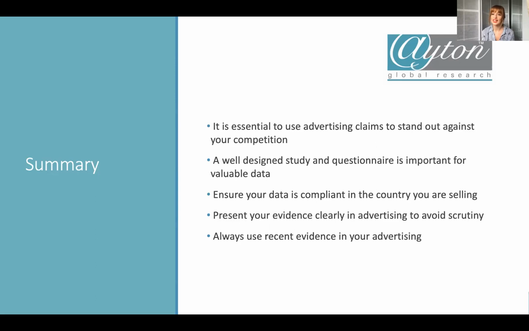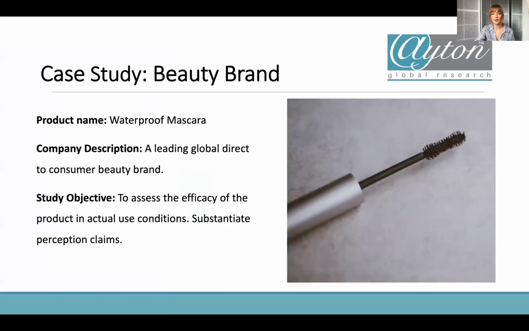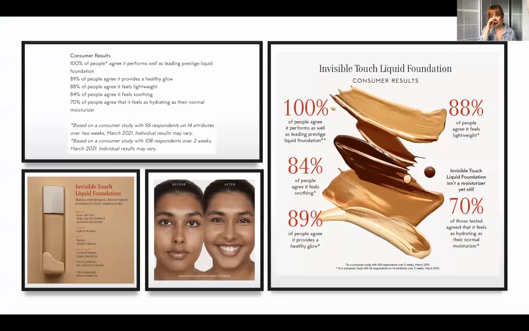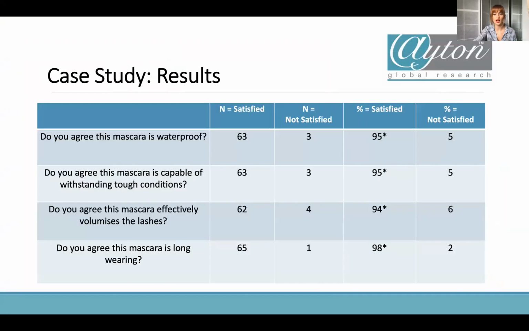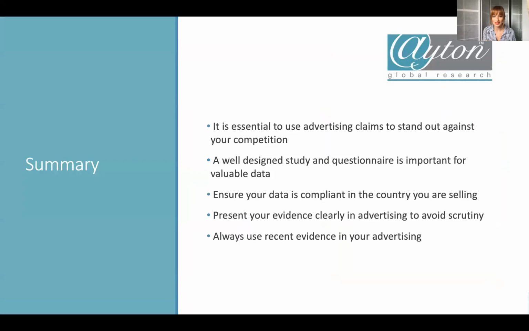Always present your evidence clearly in your advertising to avoid scrutiny. So this is a good example on here where it says in a consumer study with 56 respondents on 14 attributes over 2 weeks, and the other one was on a consumer study with 108 respondents over 2 weeks. So it's really important that we're presenting that quite clearly to not get scrutiny, and always make sure it's recent. Formulas change over time. Things will become non-compliant. So we need to make sure we're staying up to date.